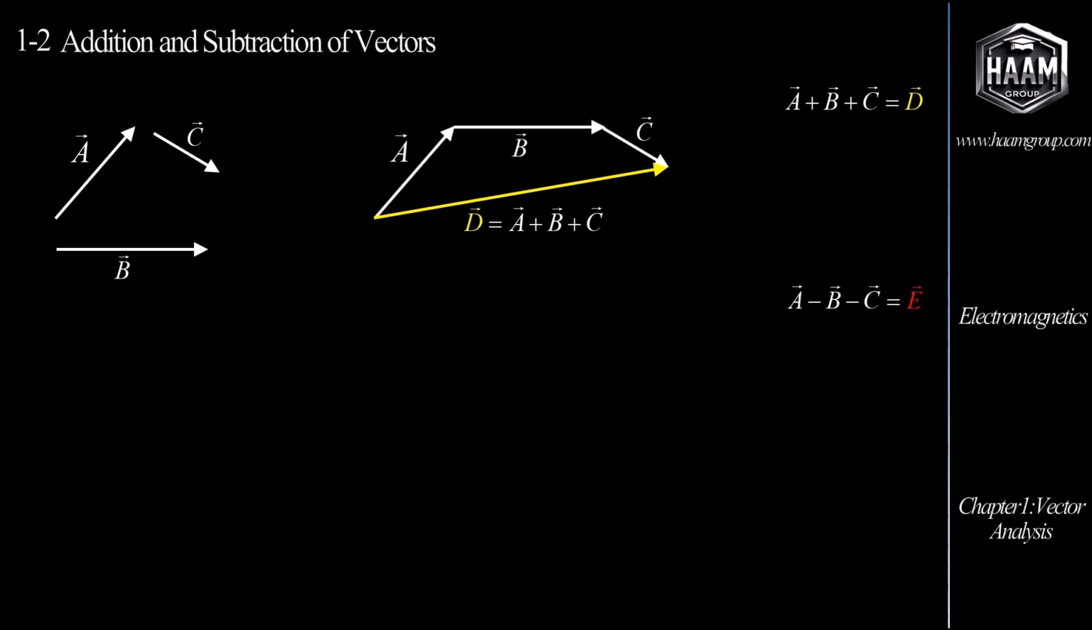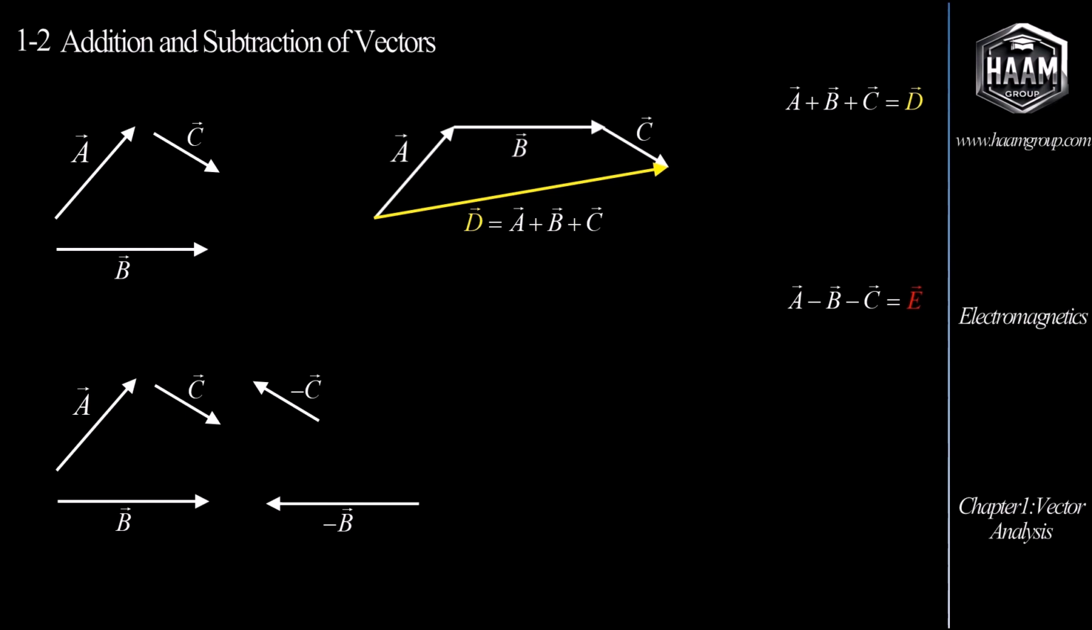Now, consider the subtraction example A minus B minus C. In this case, we first replace the subtraction with the addition of opposite vectors. Therefore, we construct the opposite of B and the opposite of C.